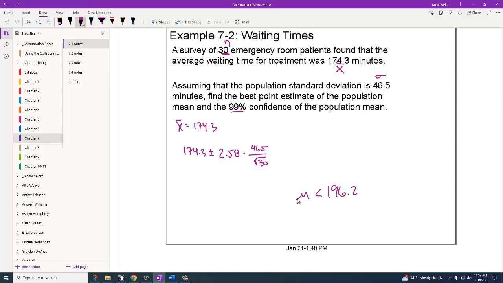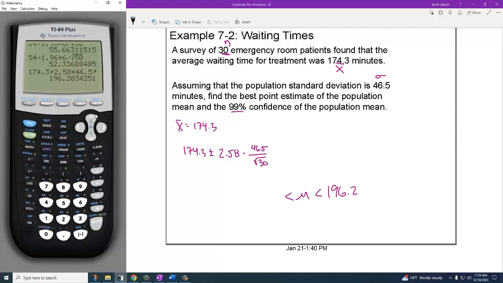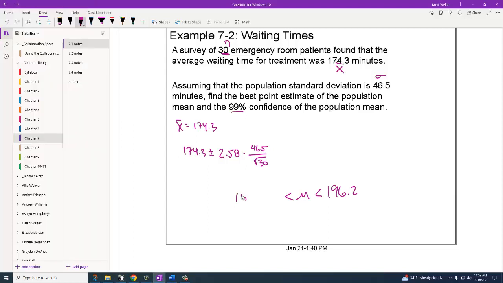It's less than mu, mu is less than, and we'll do the same thing but make it a minus, and we get 152.4. And there's our interval. We expect with 99% confidence that the mean is in that region.